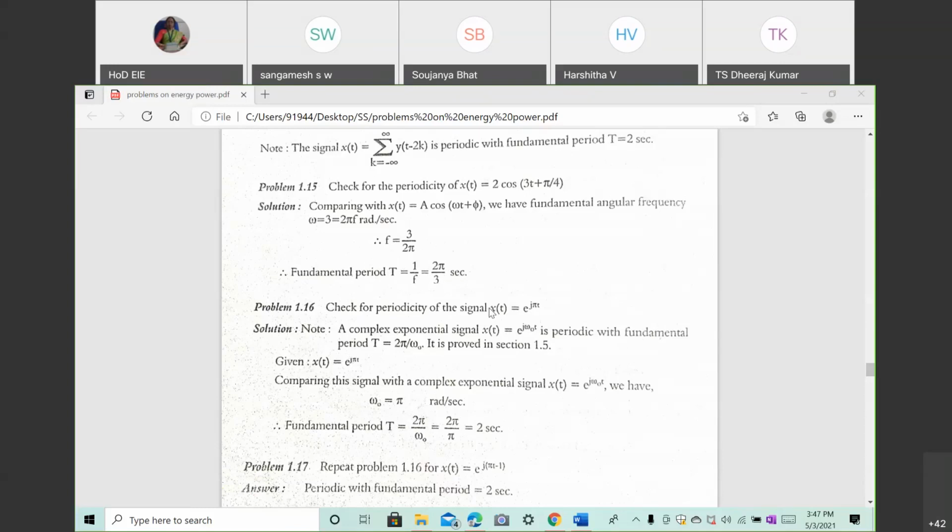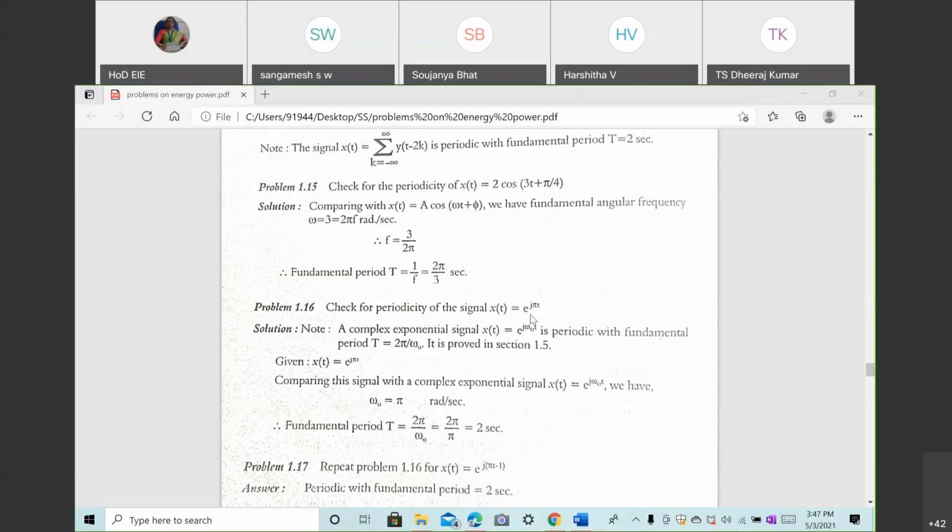Such questions they will also ask. So that's why you have to know the equation and what formula to be used, how to do simplification to get the period of the signal waveform that is given. Then next we'll see, check for periodicity of the signal.